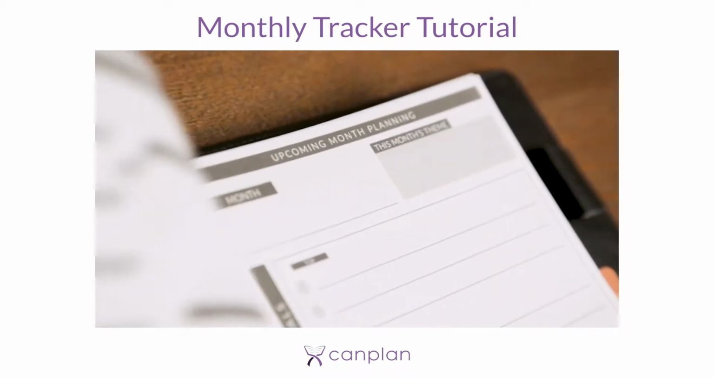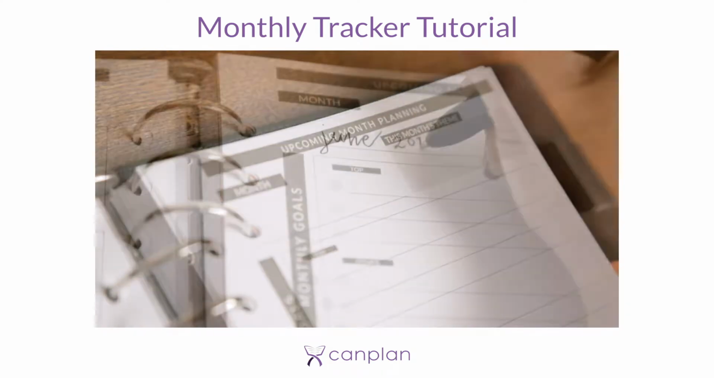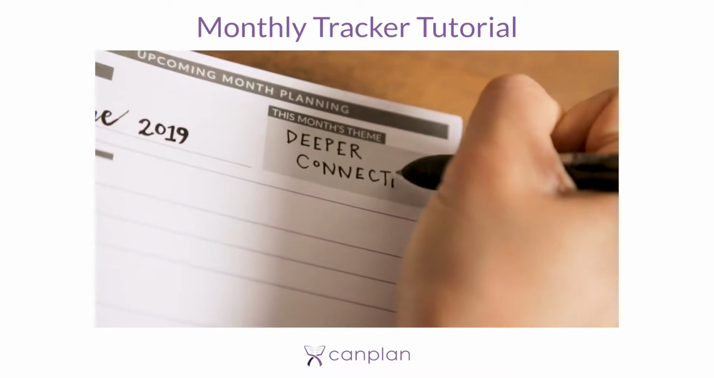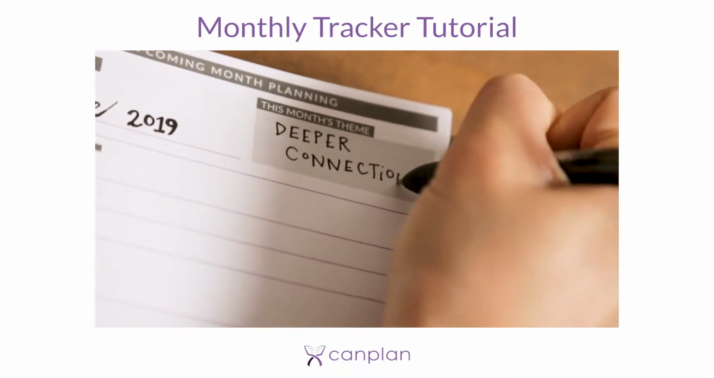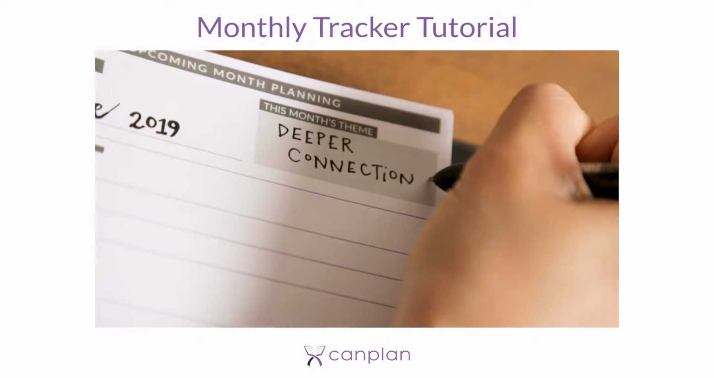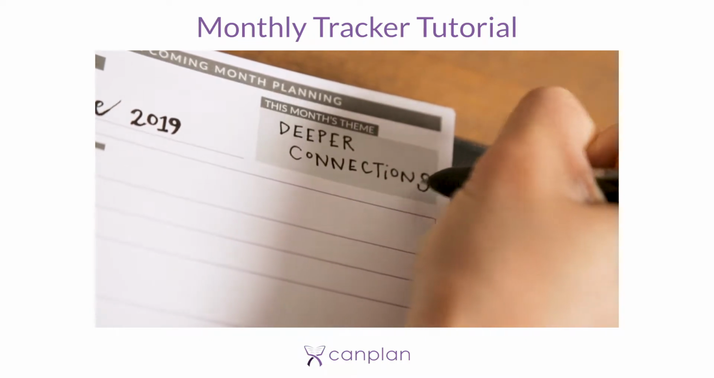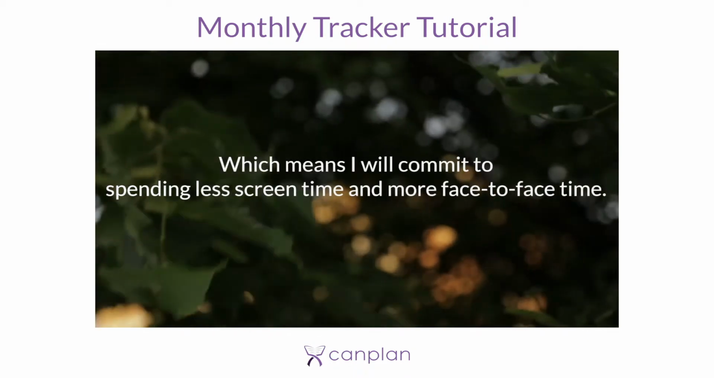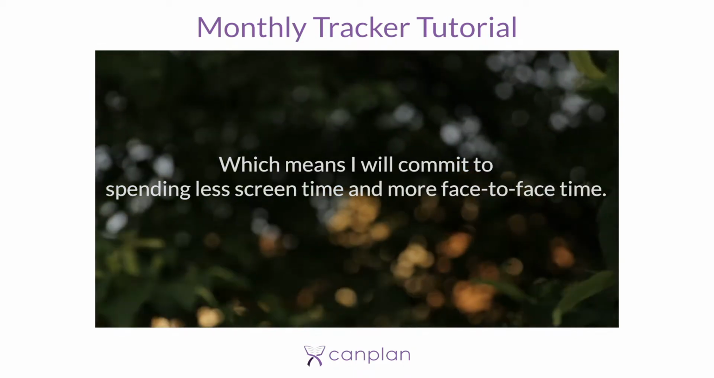We'll start with the upcoming month planning page, where you write the month and then think of a theme for the month. The theme is intended to set your foundation for the month, which then directs your steps towards where you want to go. So for example, I want my theme for this month to be deeper connections, which means I will commit to spending less screen time and more face-to-face time.